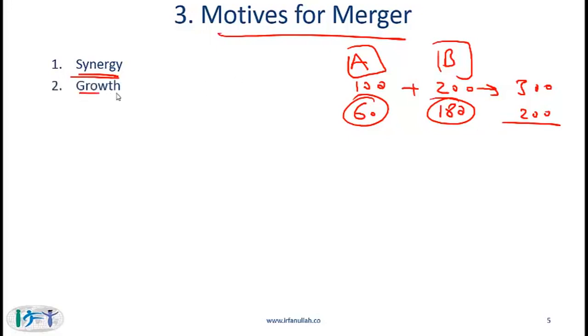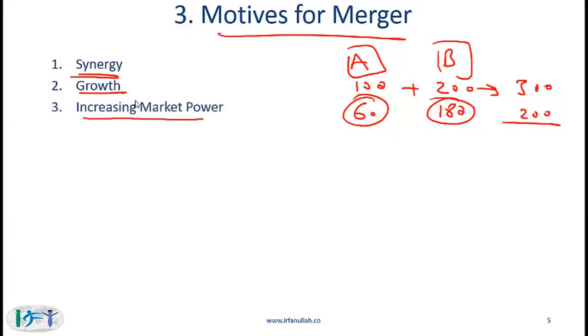Next motive is growth. Sometimes companies cannot grow fast enough organically. Organically means that a company is itself trying to expand. The other option then is to acquire a smaller company. And this happens a lot in the technology sector, where a company like Oracle has been growing a lot over the last decade through acquisitions. This is called inorganic growth.